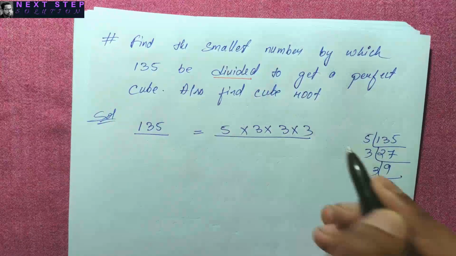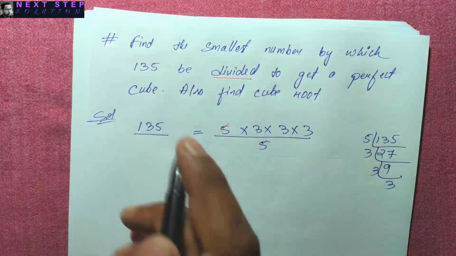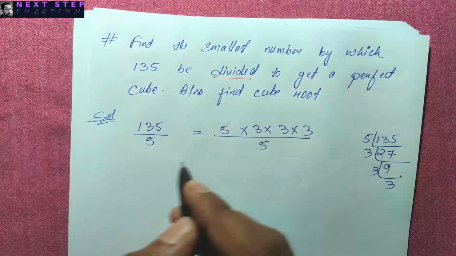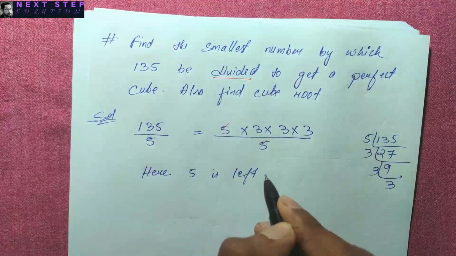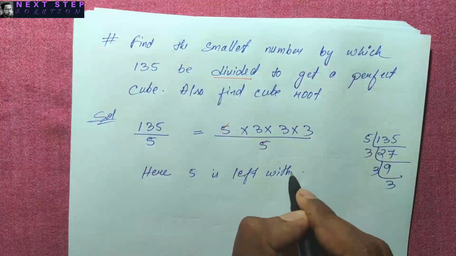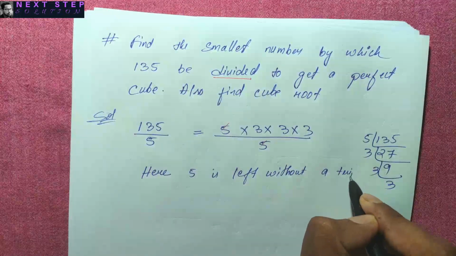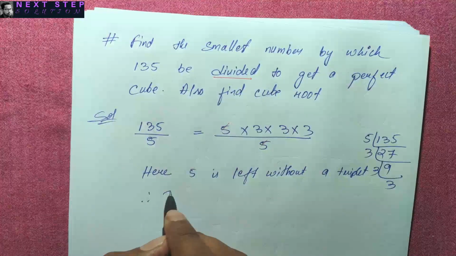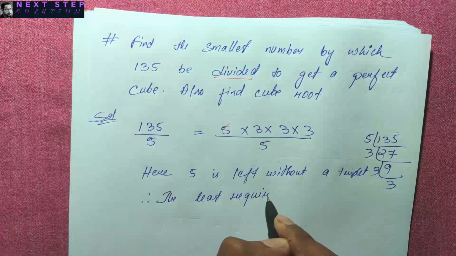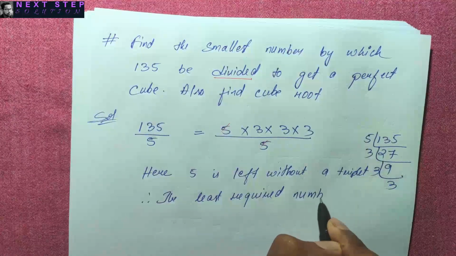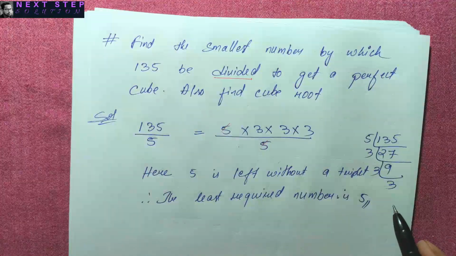This is not a perfect cube, but if we divide with 5, then these will be cancelled. So we have to divide by 5. Here 5 is left without a triplet. Therefore, the least required number is 5. If we divide with 5, it becomes a perfect cube.